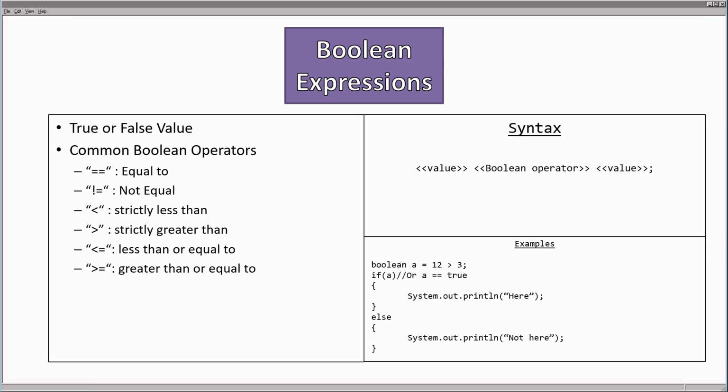Now, as the variable a is a Boolean, we can simply use that inside the arguments of an if statement. However, if we wanted to be very sure, what we could do is evaluate if a is equal to the value true. Both of these would do the same thing.